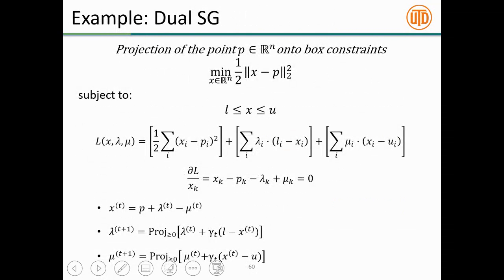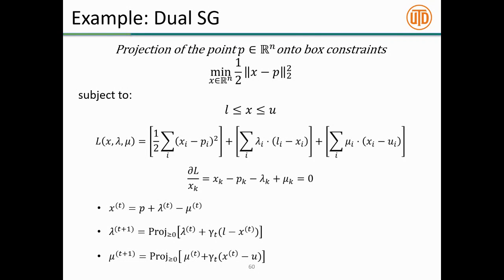So here's an example of how you would use it. Let's take this projection onto the box constraints, which we saw before. In fact, you could take any of the examples we did in class that had a closed form solution for the x's in terms of lambdas and apply this procedure. Here, it's easy to write down the Lagrangian. We started today's class with this. If you take the partial derivative with respect to x and set it equal to 0, you find that the optimal x has to be equal to p plus lambda minus mu.